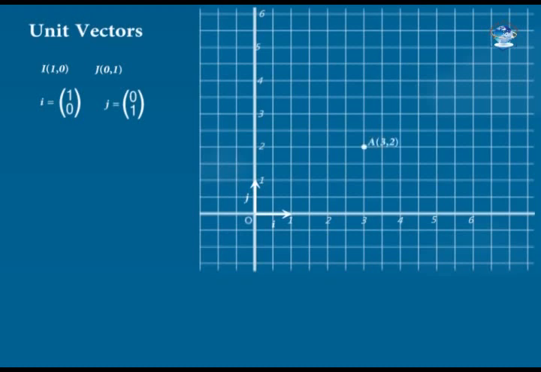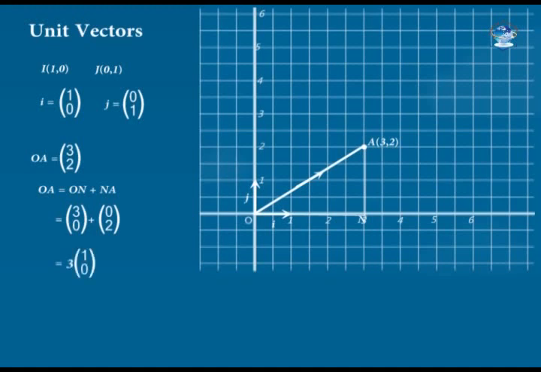Vector i is in the positive direction of the x-axis, and j is in the positive direction of the y-axis. Given a point A(3, 2), its position vector OA can be given in terms of i and j. Point A is 3 units from O parallel to the x-axis and 2 units from O parallel to the y-axis. The position vector of point A is OA = (3, 2). But OA is equal to ON plus NA, that is (3, 0) plus (0, 2). That is also equal to 3(1, 0) plus 2(0, 1). But remember, i = (1, 0) and j = (0, 1), and therefore OA = 3i + 2j.